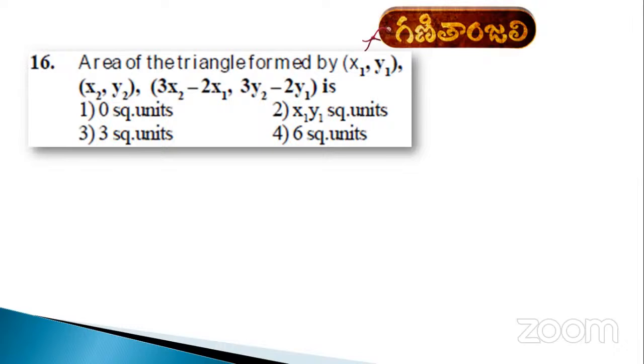Rani, can you answer this question? Try to answer this question. So is it x1 and y1 square units? Yes. Better to take the third point as base point, starting point. Then it's going to be 3x2 minus 2x1 minus x1.